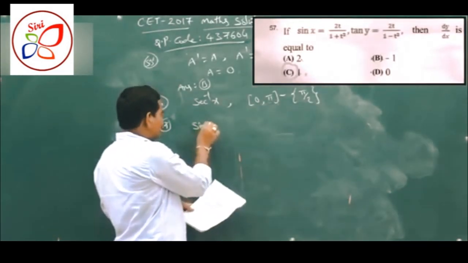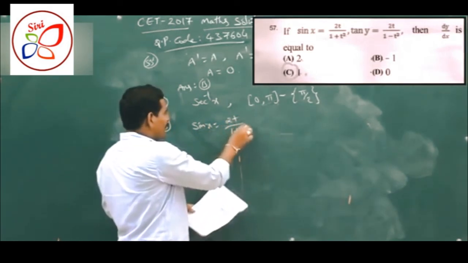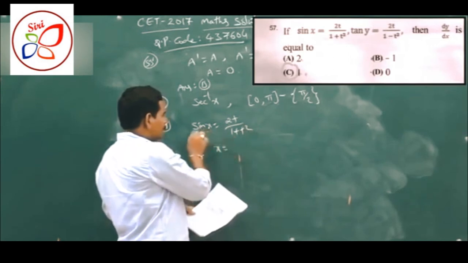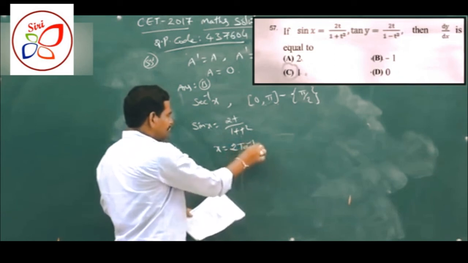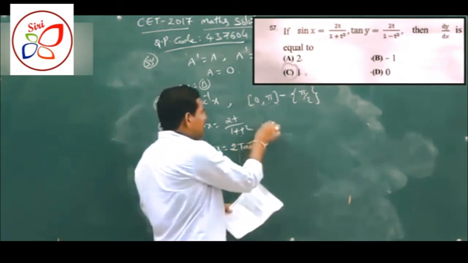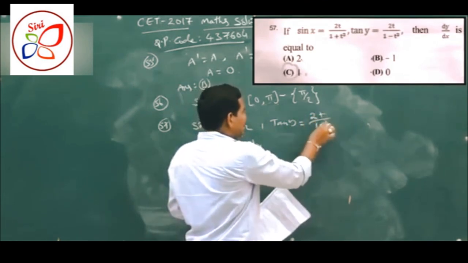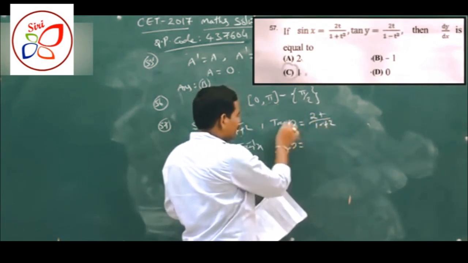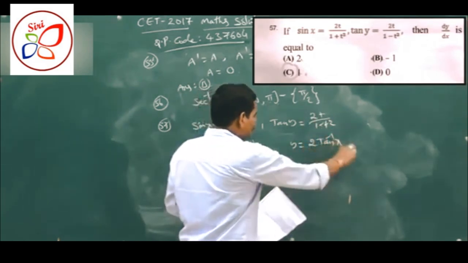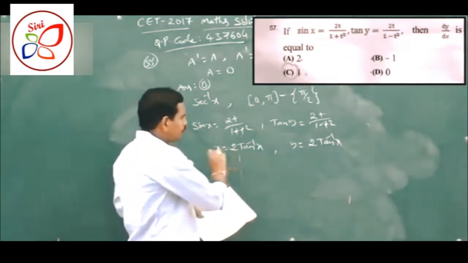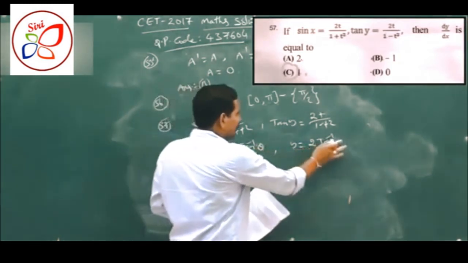57. Sin x is equal to 2t by 1 plus t square. So, x is equal to sin inverse of 2t by 1 plus t square, which is 2 tan inverse t, and tan y is equal to 2t by 1 minus t square. So, y is equal to tan inverse of 2t by 1 minus t square, which means 2 tan inverse t. Say theta.